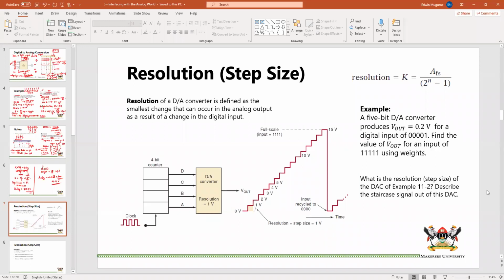Now let us look at something like this. We already saw our digital to analog converter. In this case, we have a 4-bit counter that is feeding it, and so we know how counters work. It is 0000 all the way to 1111.